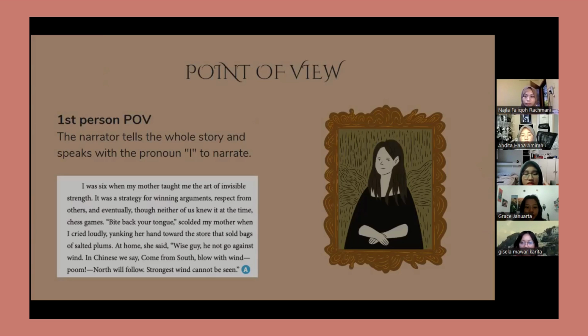So the narrator used the first-person point of view in the story. For your information, the first-person point of view means that the story is told from the perspective of someone involved in the story, and the narrator uses the pronoun I or we. In the story, the narrator tells the whole story and speaks with the pronoun I to narrate. You can look at the example that we gave. It is said, "I was 6 when my mother taught me the art of invisible strength." So I think it proves that the narrator used first-person point of view.